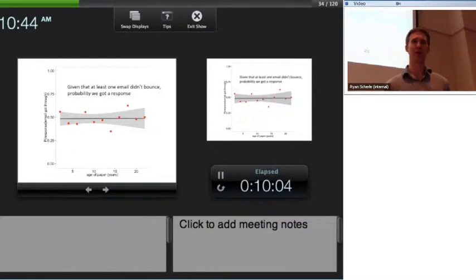And so given that we've got through to somebody related to the paper who read our email, what's the probability that we actually got a response? And this, very pleasingly, is 50% across the board. That means there was no relationship between the likelihood of responding and paper age. And so that means the motivation for people to respond was fairly constant through time, or was unrelated to the age of the paper.